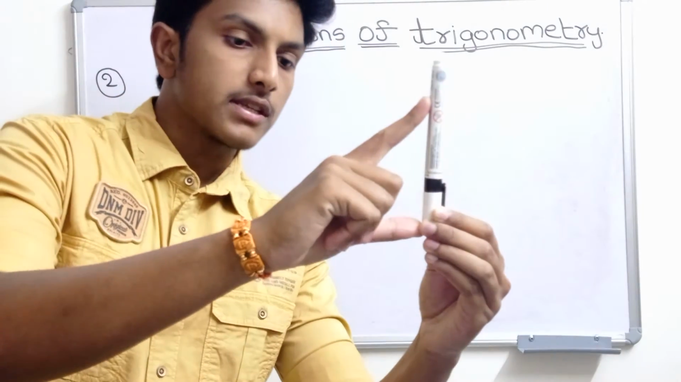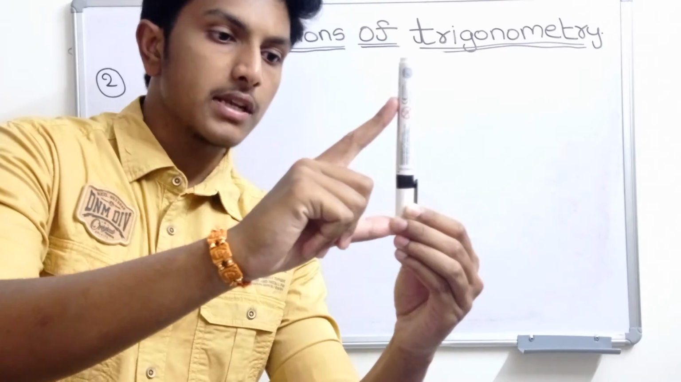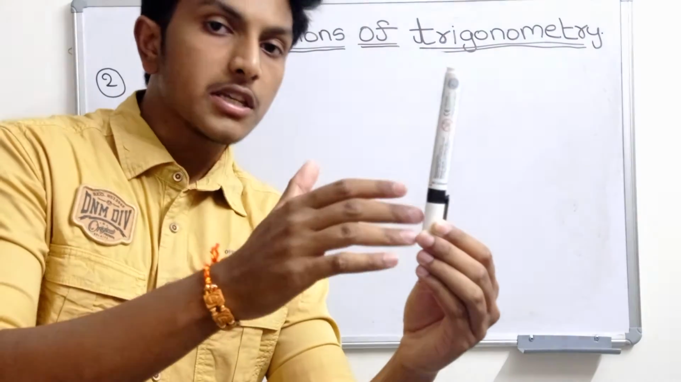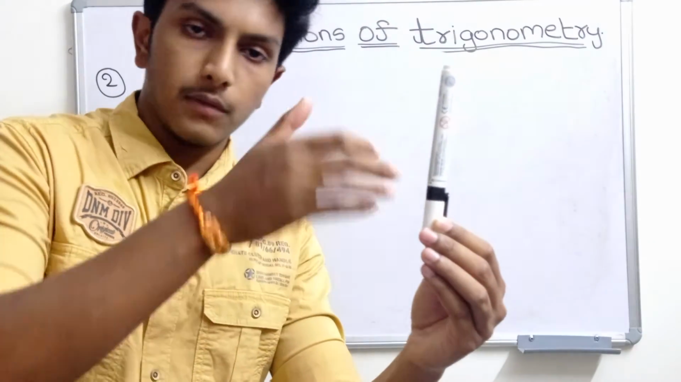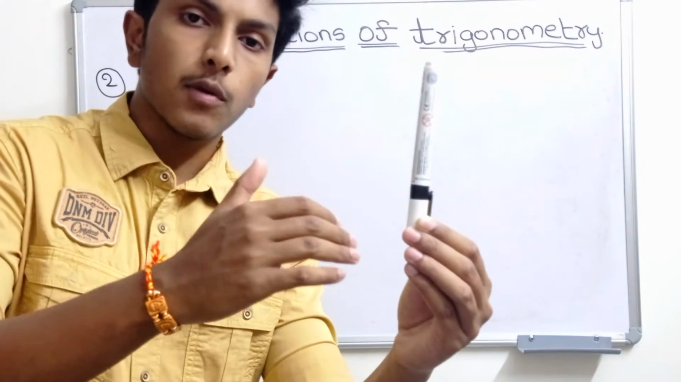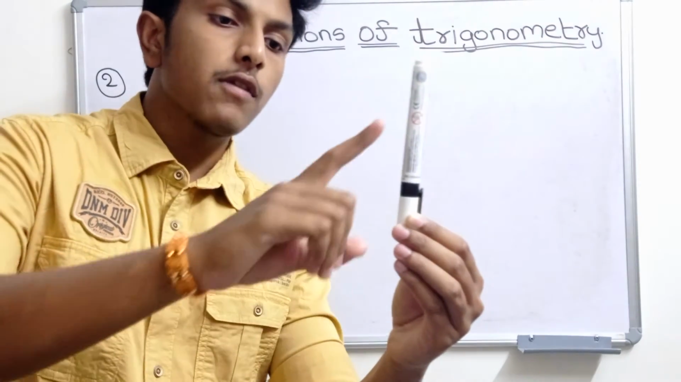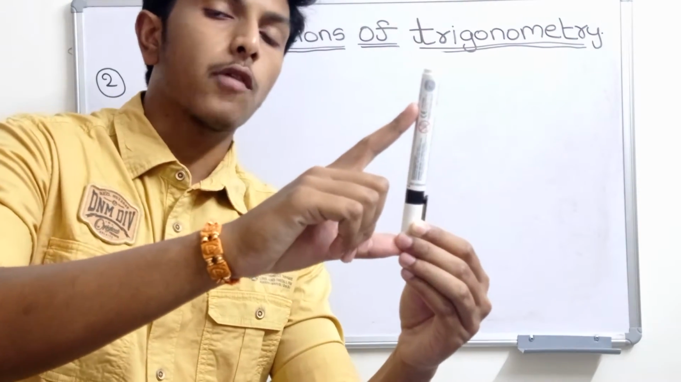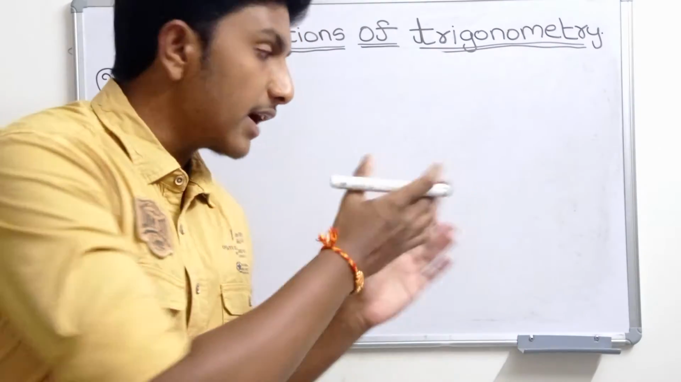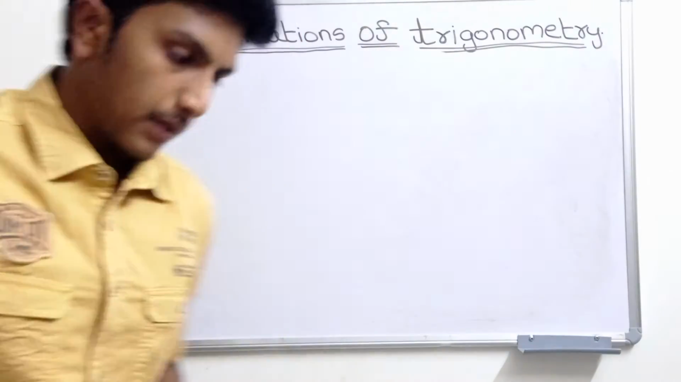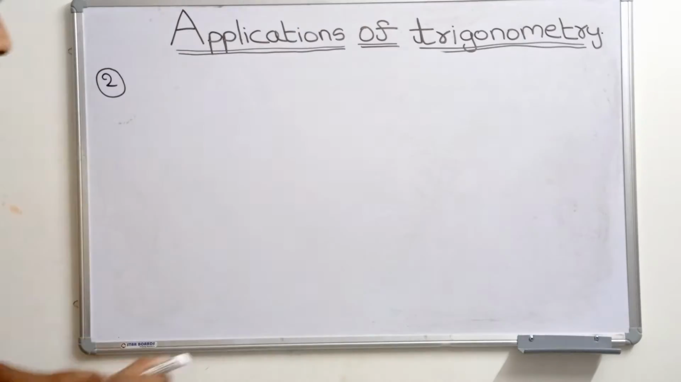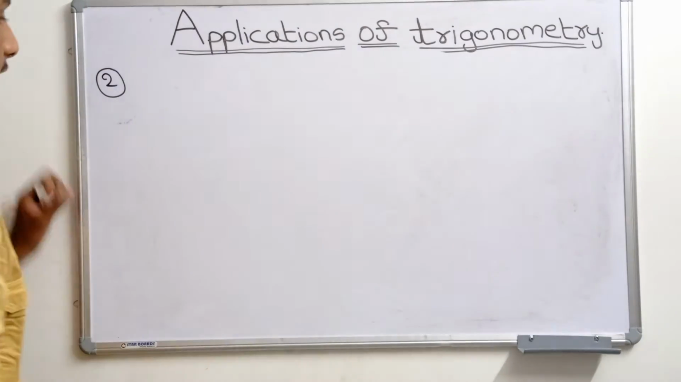We have to find the distance between the foot of the pole and the foot of the ladder, and we also have to find the length of the ladder. Okay guys, first I will write the data and I will draw the diagram, then you will get more clarity.